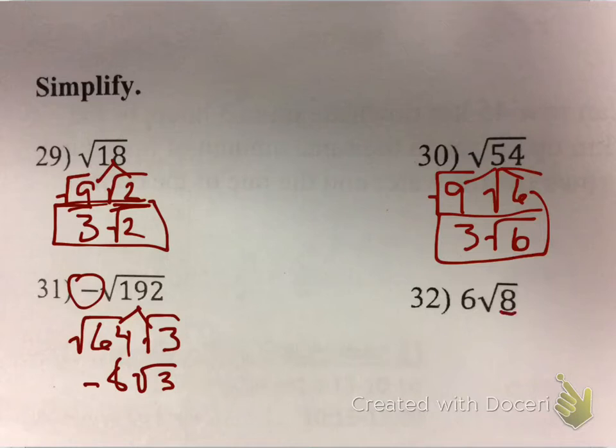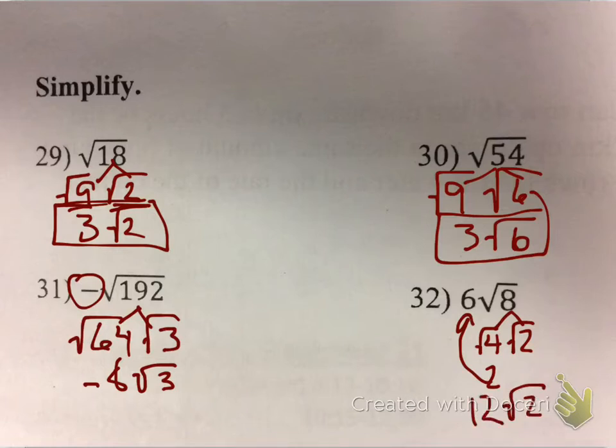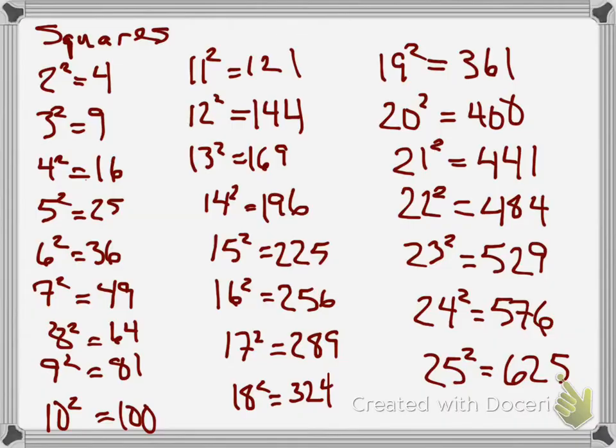Here, 8, the largest number that goes into 8 is 4, perfect square, and the square root of 4 is 2, so I get a 2. That 2 needs to multiply the 6, so that means 12 square root of 2. Okay, so you can kind of see how those work. They shouldn't be too difficult. Again, there's your perfect squares table.